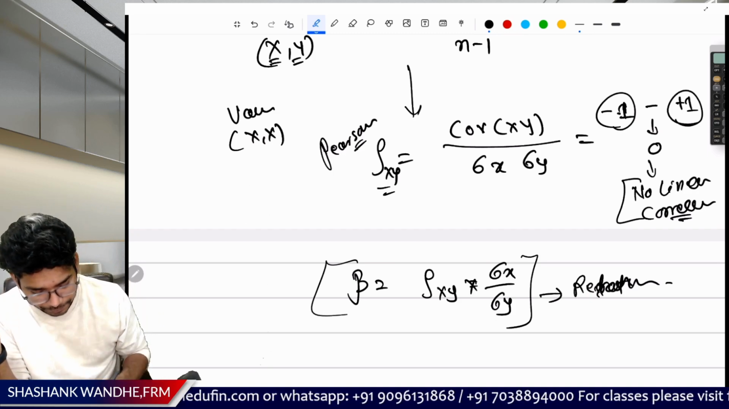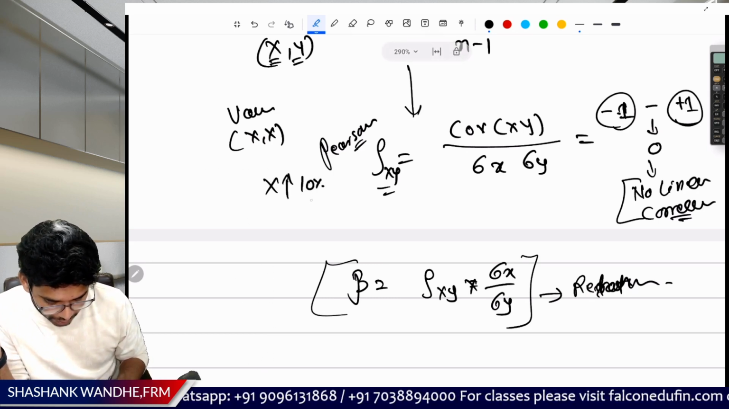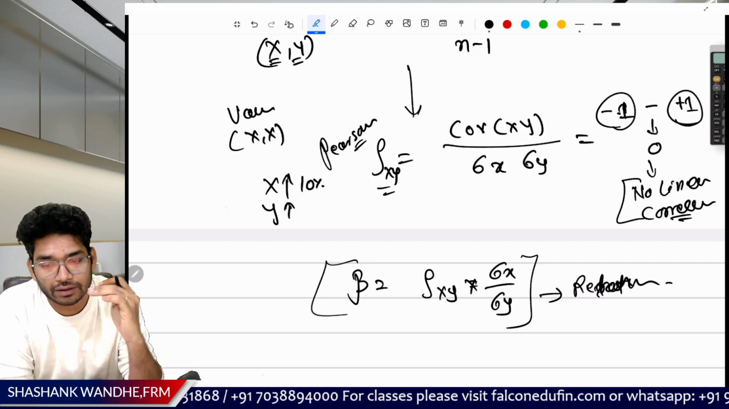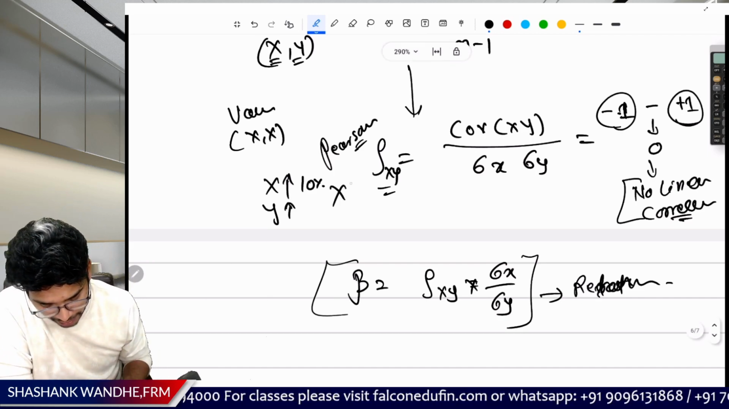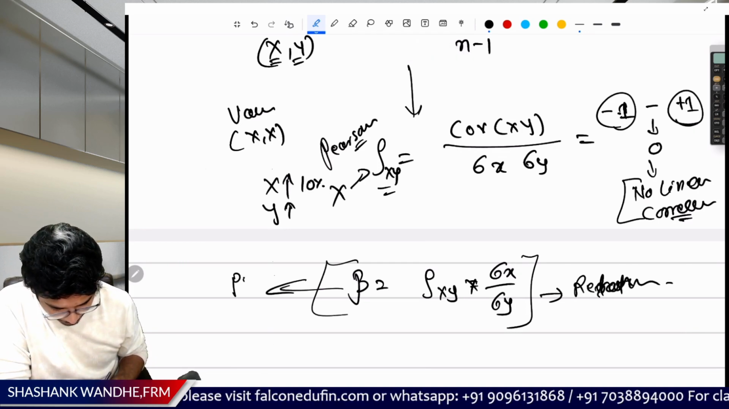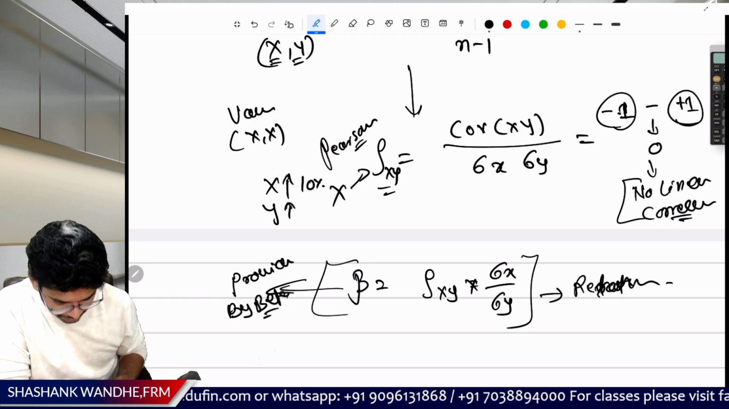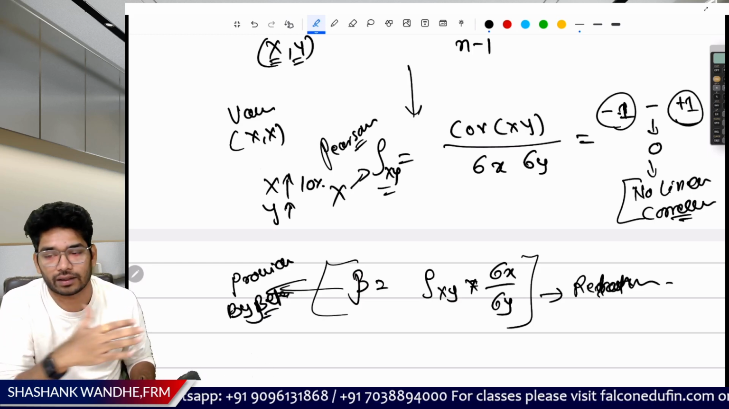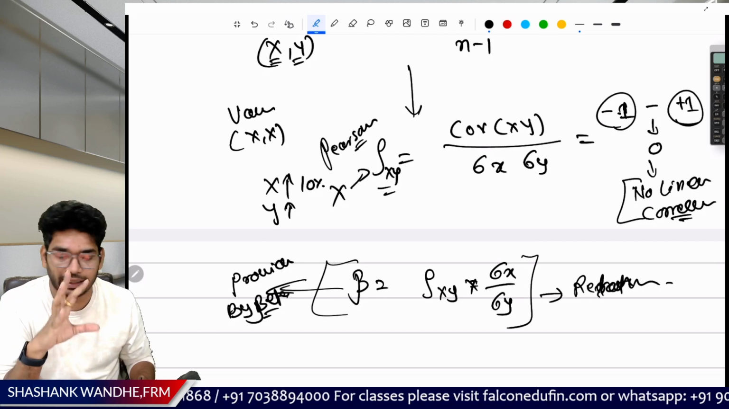Now the question is, if x increased by 10%, what will be the impact on y? If x increased by 10%, by how many percentages will y increase? And this answer is not provided by the correlation. Remember this. This answer is provided by the beta. And that's why the beta measure is used in a lot of statistical scenarios or even in finance. Very famous tool in analysis.